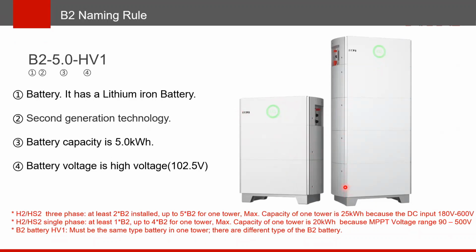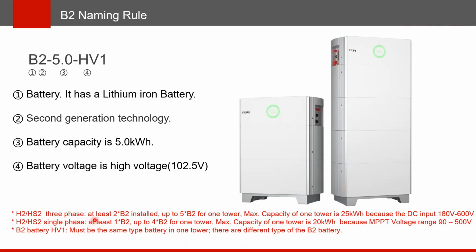batteries. Please remember that we have met some installers who may make very simple mistakes, such as installing five batteries with the single phase. But for our H2 hybrid system, single phase, the maximum is about 4 B2, like here.